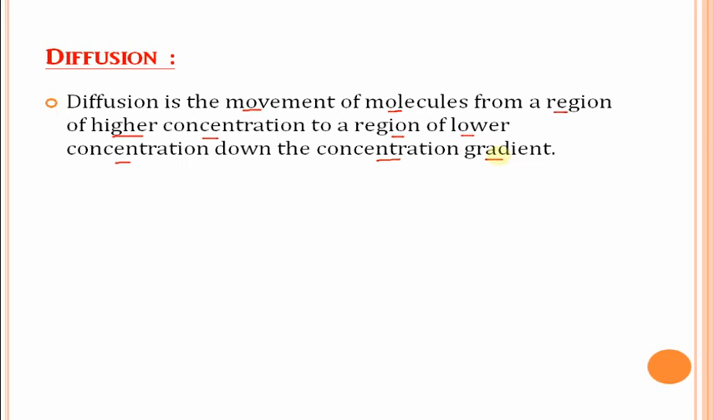So, just a minute ago, we understood what concentration is. That means if one solute is dissolved in a solvent, that is the concentration of that solute in the solvent or solution. So, diffusion says that a molecule which is present in the higher concentration region will move to the lower concentration region down the concentration gradient. Too hard, no? Let's take an example and understand it in an easier way.